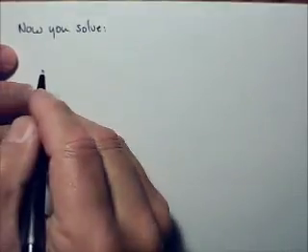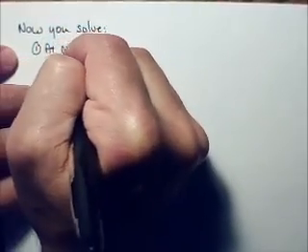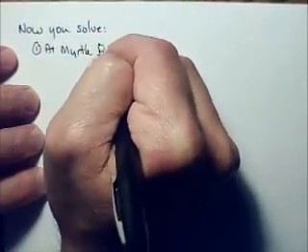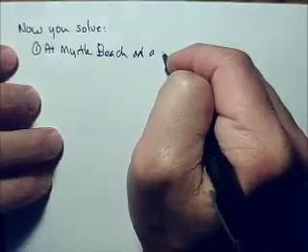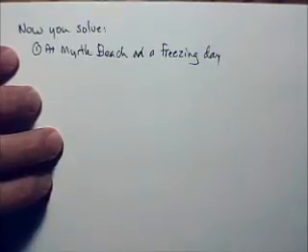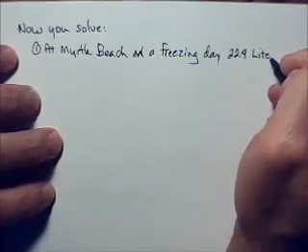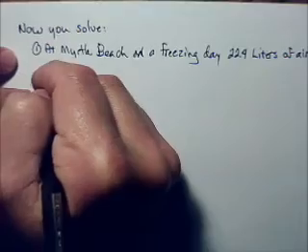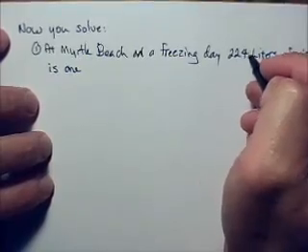All right, so here's your practice problem. At Myrtle Beach on a freezing day, that's supposed to be an N right there. Yes, that's 22.4.